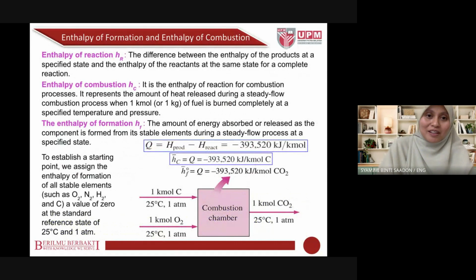Okay, so we have different types of enthalpy to characterize our combustion process. First one, we have enthalpy of reaction. Enthalpy of reaction is noted as HR, H is enthalpy, R is reaction. It is the difference between the enthalpy of the products at the specified state and the enthalpy of the reactants at the same state for a complete reaction. So the difference of the enthalpy of the products and the reactants means before and after.